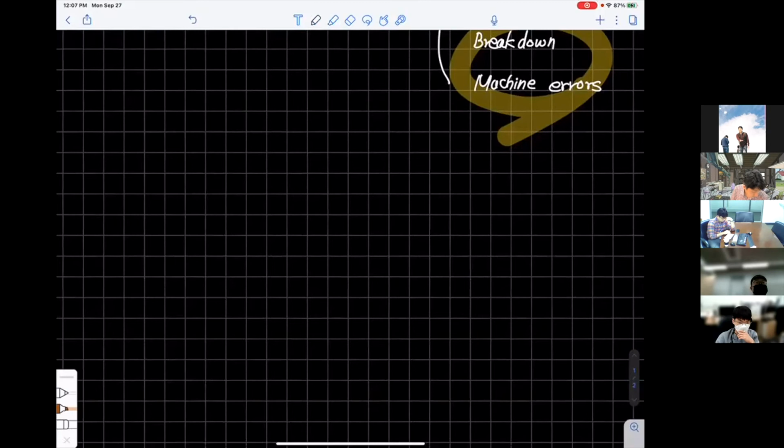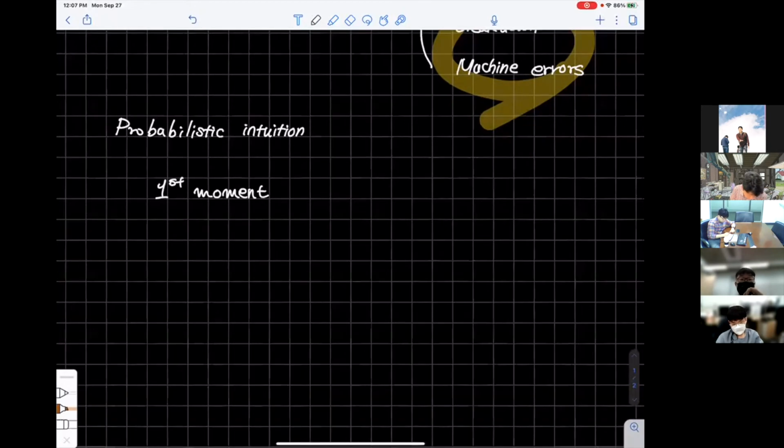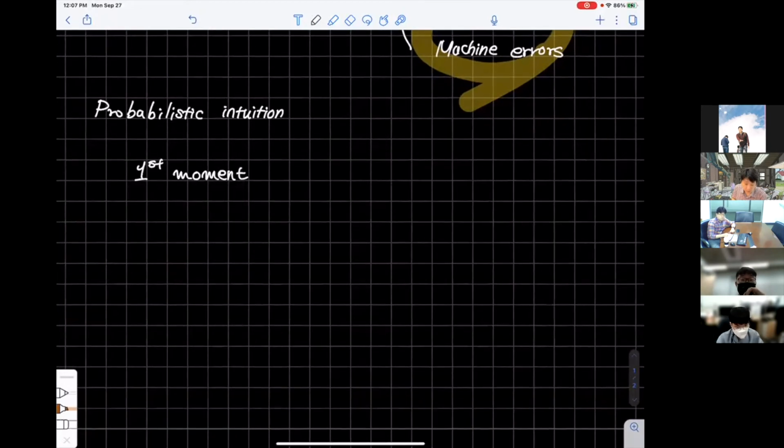Next, we are going to survey some basic level of problem intuition. Here we will see the concept of moment that is borrowed from physics. First moment, one of our first moment examples, is the average.